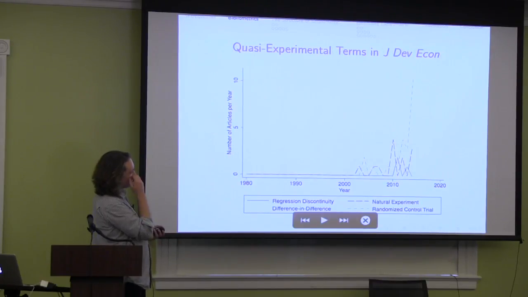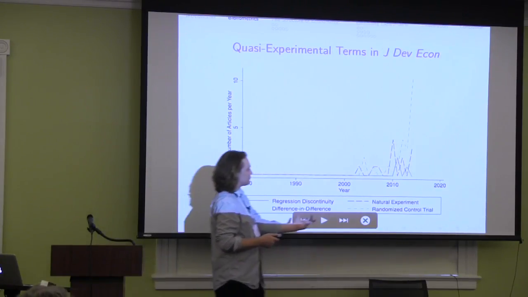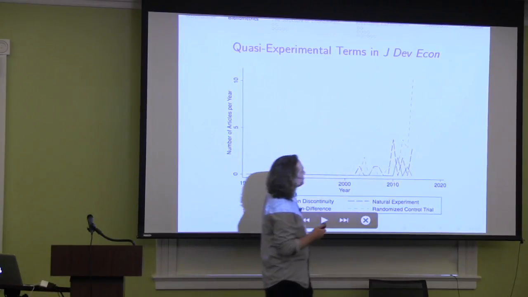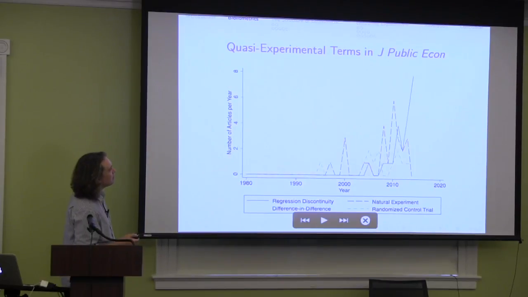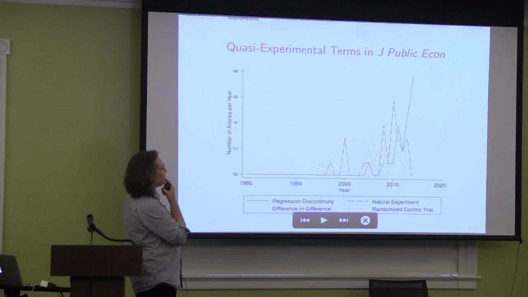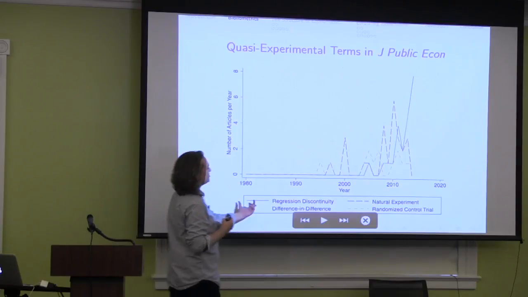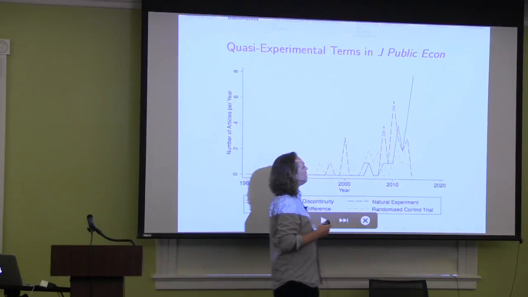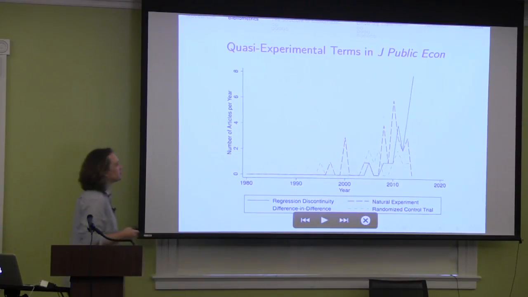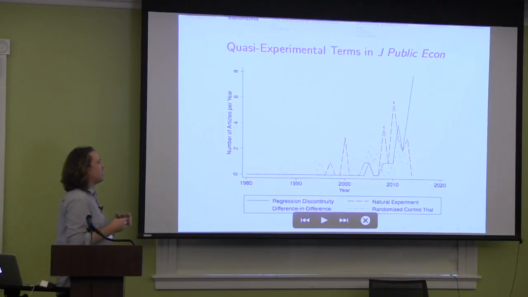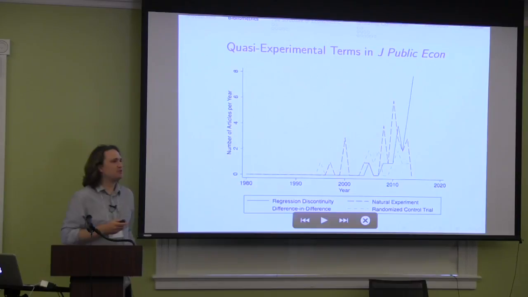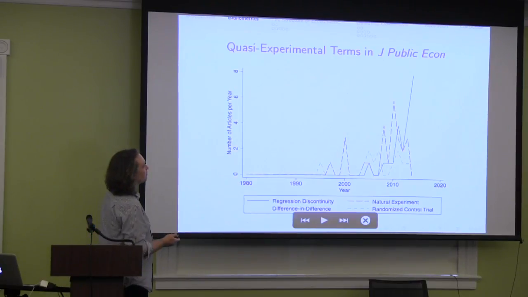This is the Journal of Development Economics. And you can see in development economics, the randomized controlled trial, especially in just the last 5 years, has been a big deal. And then finally, the Journal of Public Economics, where you can see it's regression discontinuity that is used in particular. So the point of these pictures is really just to document that this is something that's happening. It has a lot of breadth and a lot of depth, and it's a somewhat dramatic shift, I would argue.